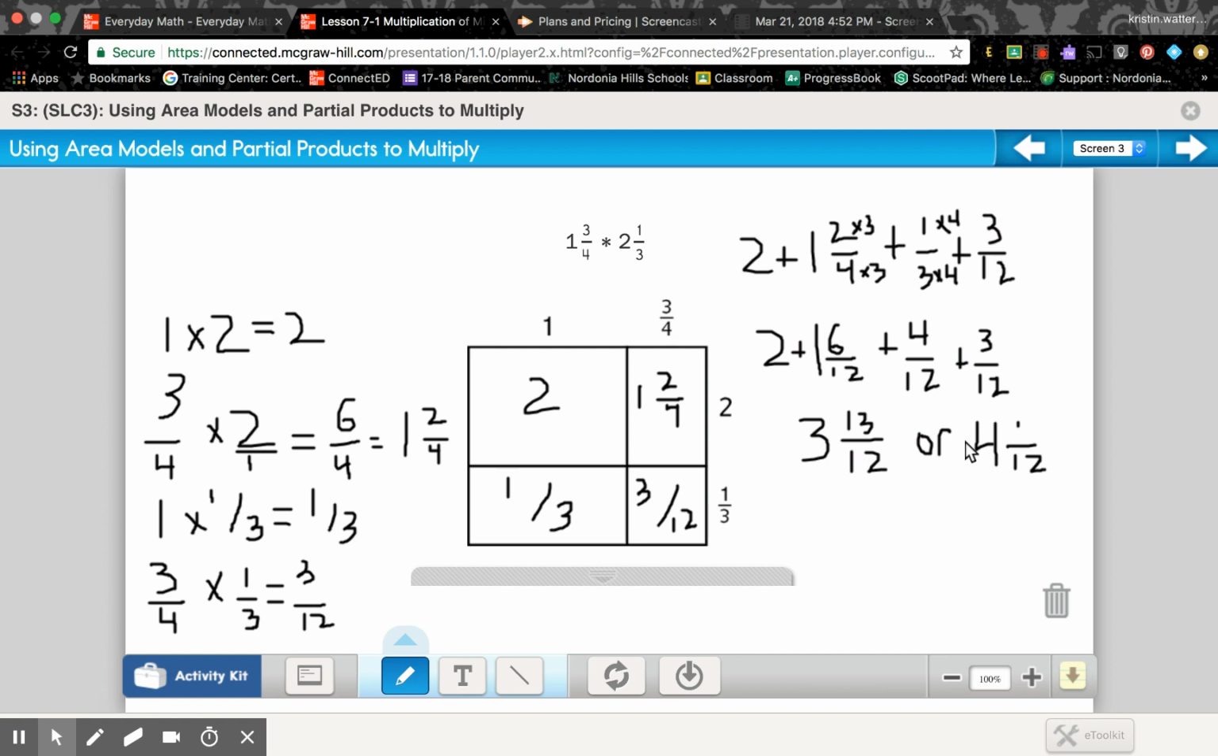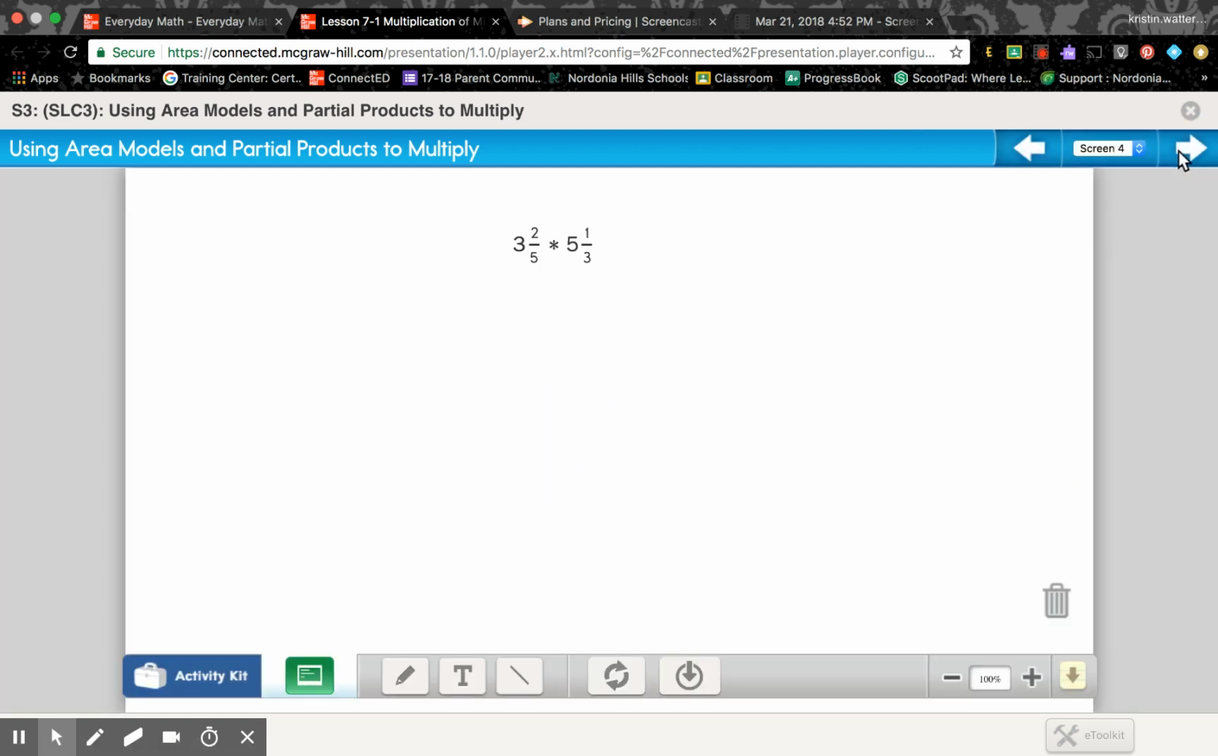I know that the common misunderstanding when multiplying mixed numbers is you just want to do 1 times 2 and 3/4 times 1/3. But you have to make sure you're multiplying this whole mixed number with this whole mixed number. So that's why it's important that we use area models to multiply mixed numbers. Let's look at setting up another one.